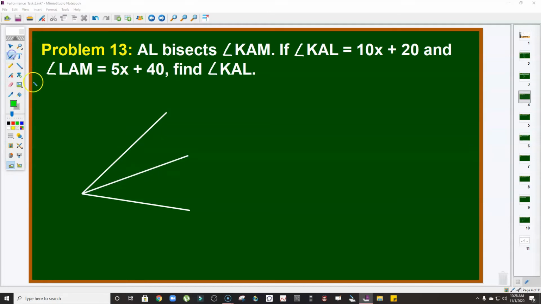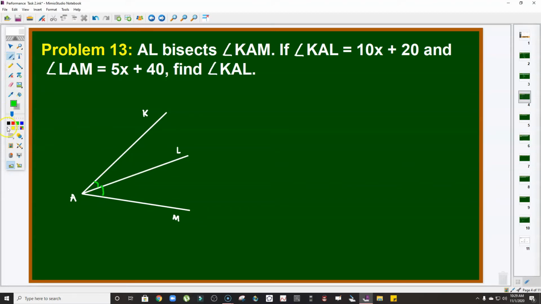Okay, so let's label. Again, AL bisects angle KAM. So this is my K, and of course my vertex is A. Then let's call this M, so L is somewhere here. Once again, this AL bisects angle KAM, meaning the measures are equal.